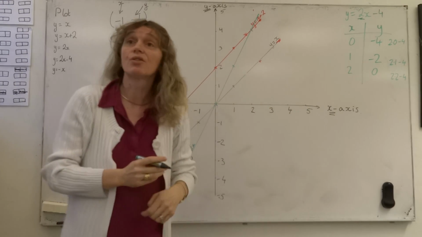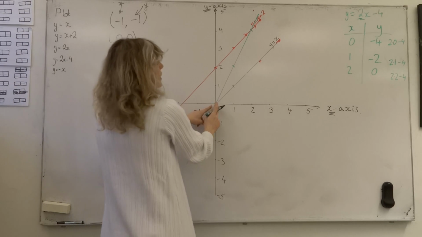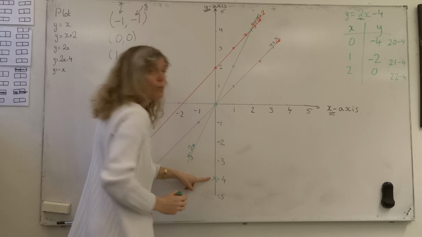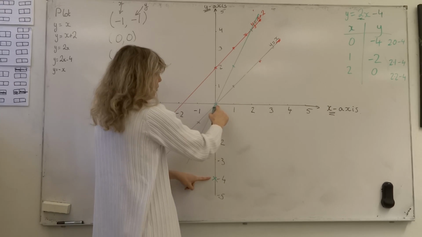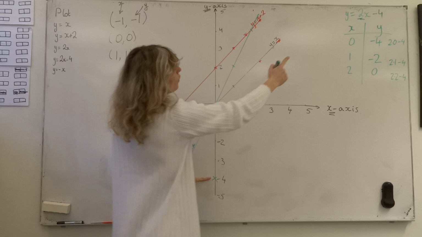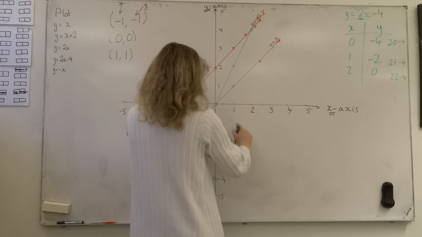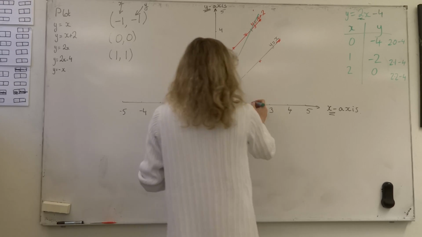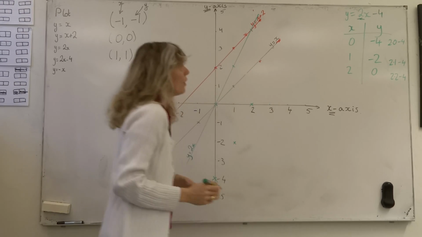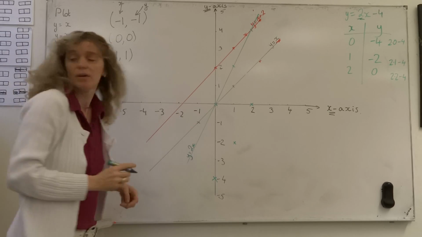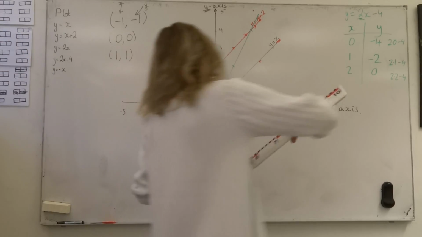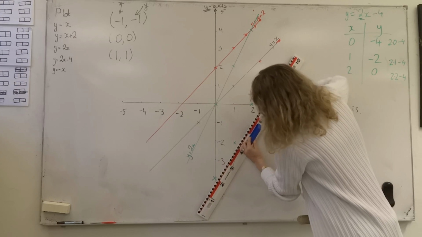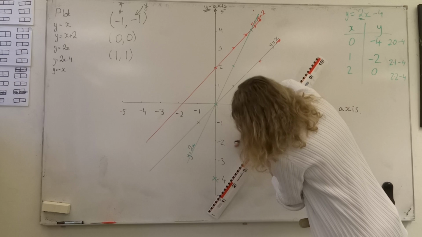So when we plot this graph, it's going to be very different. We have, starting at 0 on the x, minus 4 on the y. The first point: 0 on the x, minus 4. When x is 1, y is minus 2. When x is 2, y is 0. So we have a new graph related to the first one.